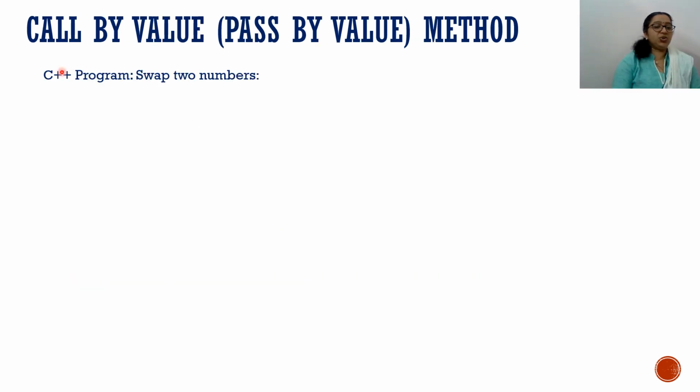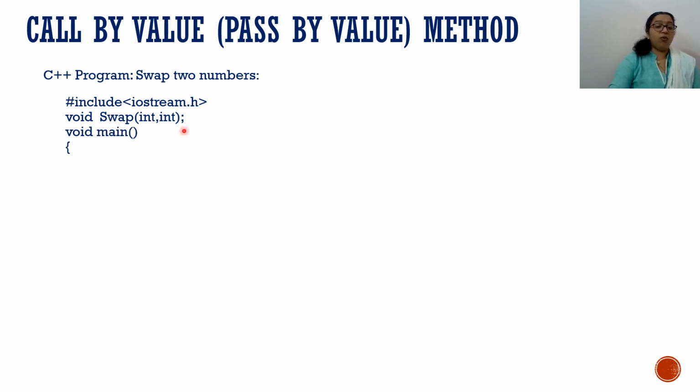Okay, here I'll show you one C++ program for swapping two numbers. That is a question. So by using call by value method, see the statements. First, #include <iostream.h>. Then this is the function prototype. So void swap is the function and two integer arguments we are passing.